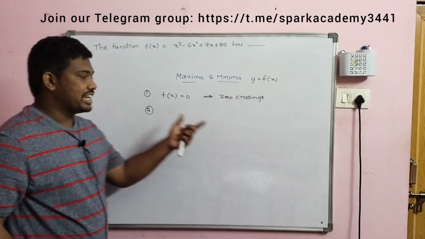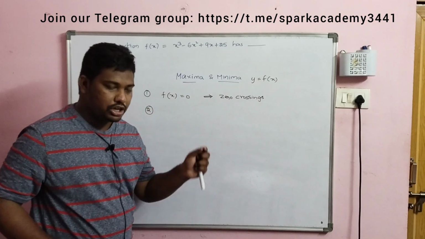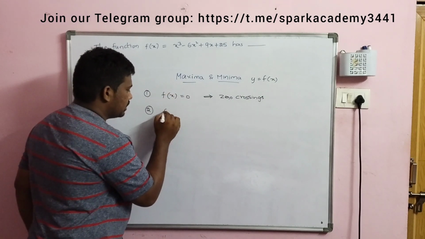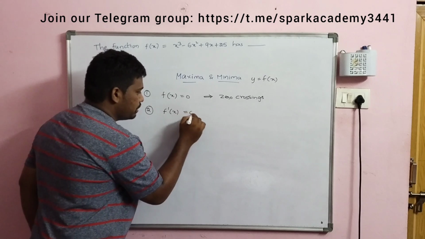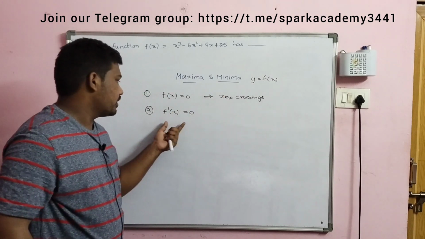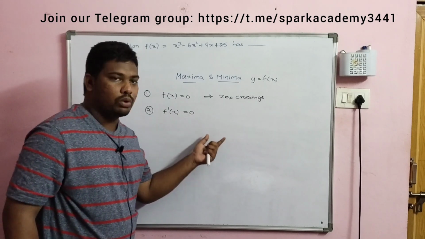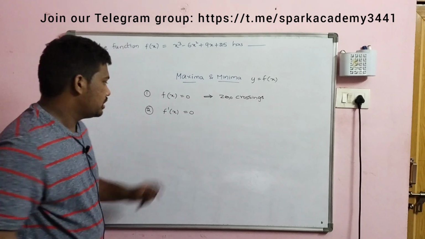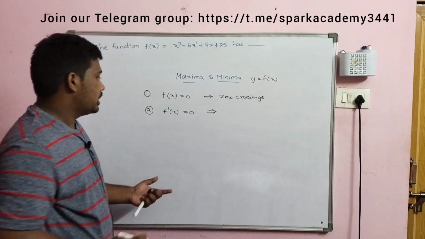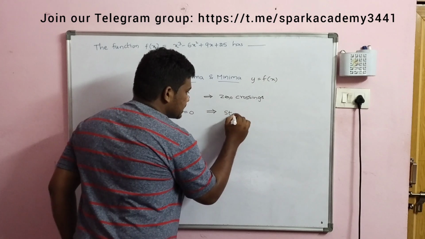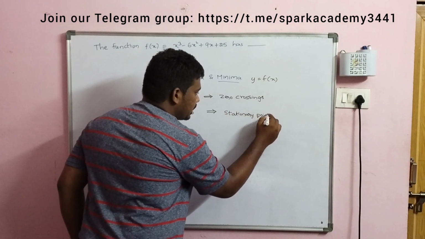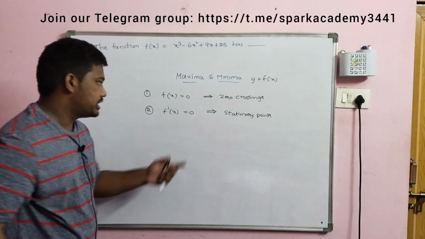Point number 2. For finding maxima or minima, we need to differentiate the particular function, right? f dash x should be made equal to 0. The given y should be differentiated with respect to x and equated to 0. Then we will be getting some x values, right? Those points are called stationary points. The second most important term here is stationary points.